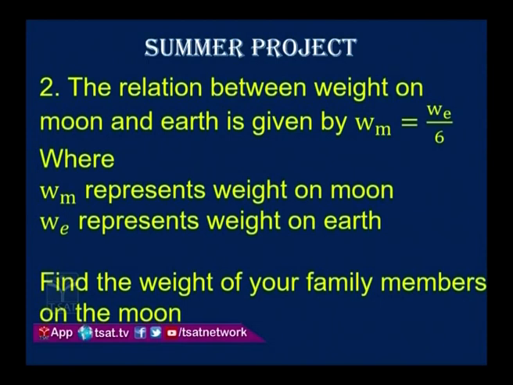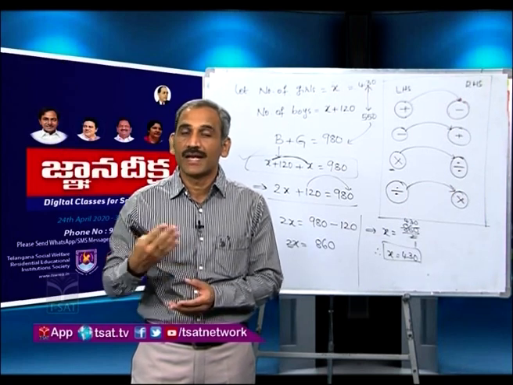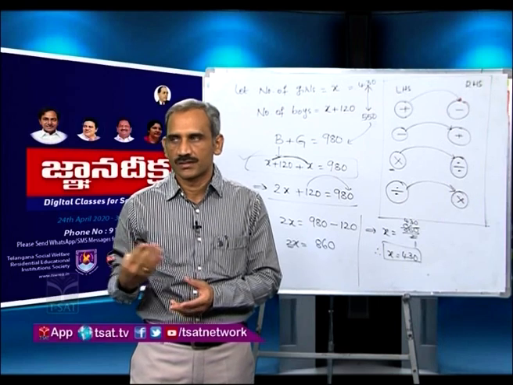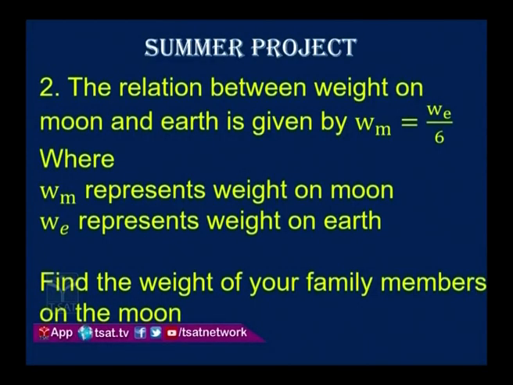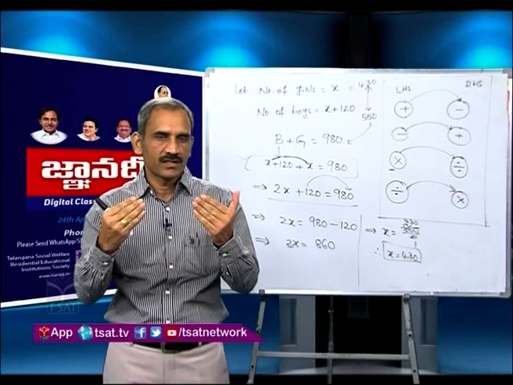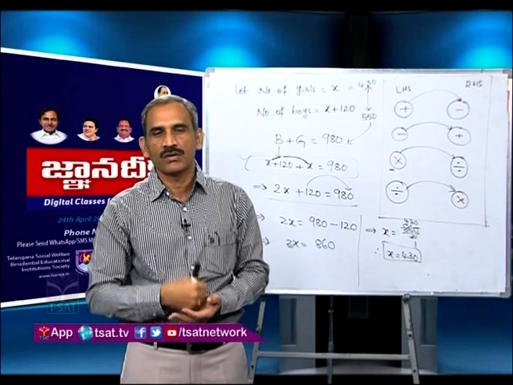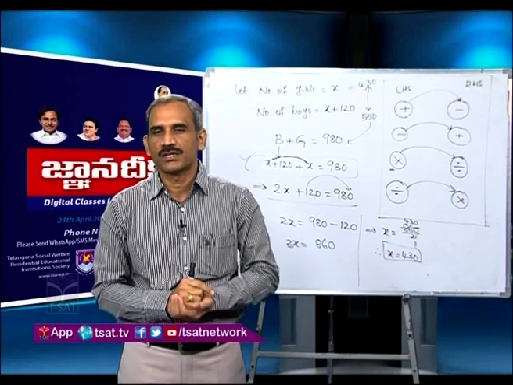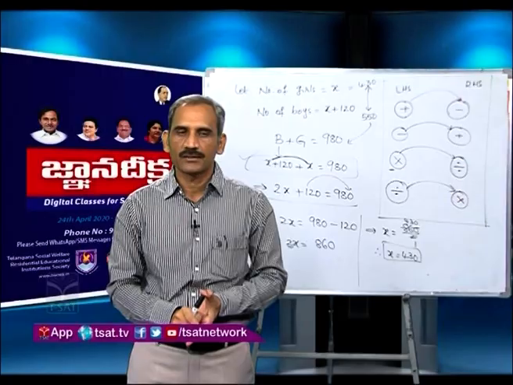For example, my weight is 60 kilograms. If I go to the moon, then my weight will become 10 kilograms. So here Wm represents weight on moon, We represents weight on earth. Now, what you have to do is collect the weights of all your family members. Let us find their weights on the moon, if they go to the moon. That you have to find. Please note down that question: find the weight of your family members on the moon. Is it clear? Right.